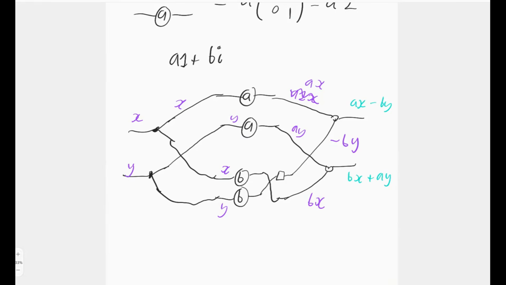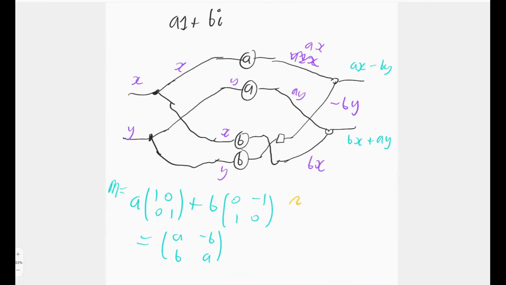So now let's work this out in the normal way. What we're talking about here is this matrix M, call it like this. And now what we just computed would be M operating on X, Y, which is going to be this, which is going to be AX minus BY, BX plus AY. So yeah, that makes sense. So you see now how we can also add matrices in this framework and scale them.